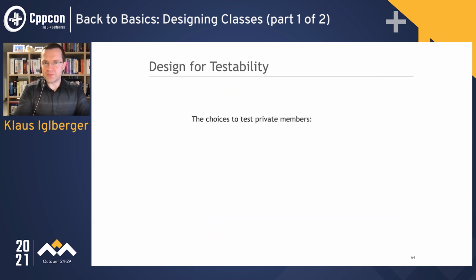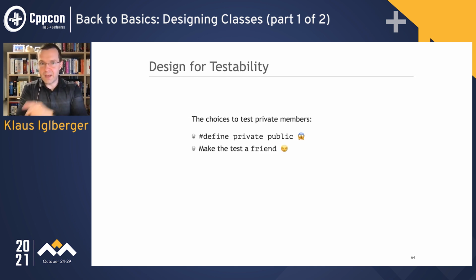What are your choices to test private members? So first, yes, of course, you can define private public, but that's absolutely not a solution. That's a hack. Now, if you use that seriously, stop using that. That's not a solution. That's basically the evidence that your design is flawed. Yes, of course, you could make the test a friend. Absolutely. It's always a choice, but not a particularly great one, because you've now created additional dependencies. You've coupled your test fixture into the production code. Well, perhaps sometimes, as a quick thing.